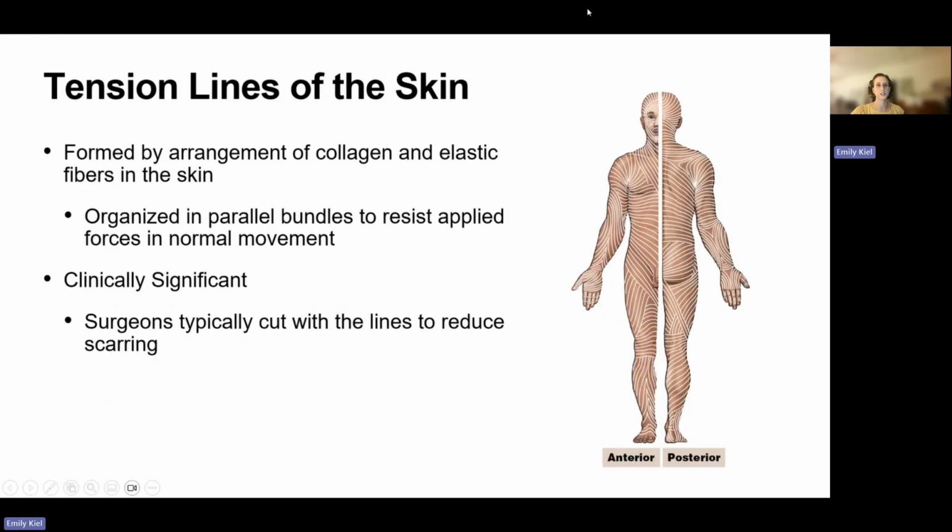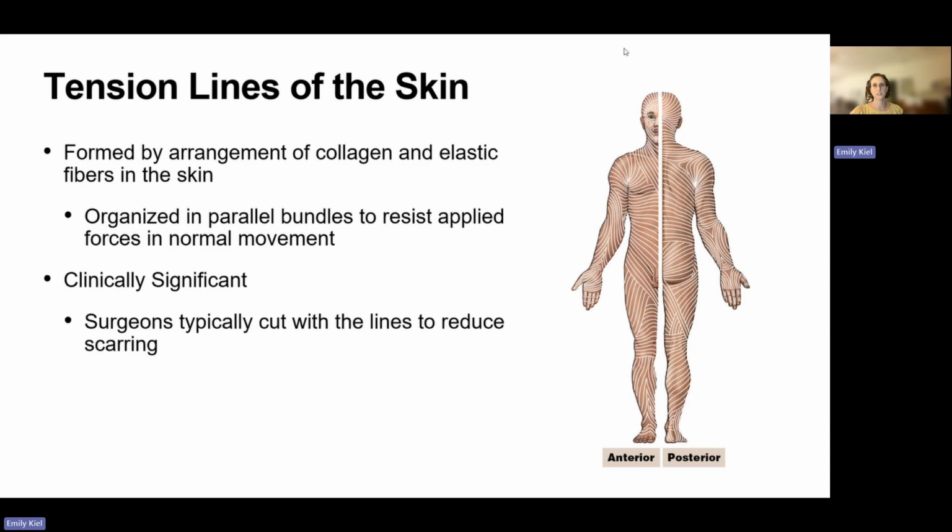And then we've got tension lines. Tension lines are formed specifically by how the collagen and elastic fibers are arranged. They're all organized in parallel bundles to resist the applied forces in normal movement, to make sure that your skin isn't splitting and that your skin is strong in the ways it needs to be strong.